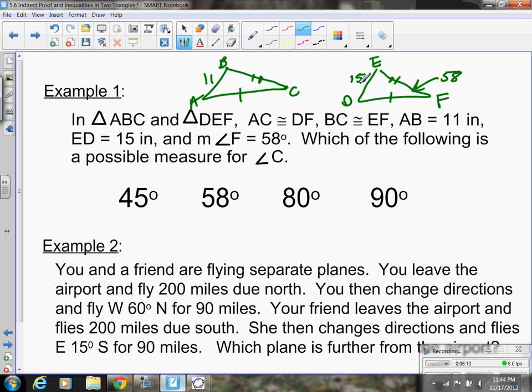Since this is 15, F has got to be bigger than C. Could C be 58? No, they would have to be the same length, and they're not. So it's not 58, it's got to be smaller than 58, so it's got to be 45 degrees.